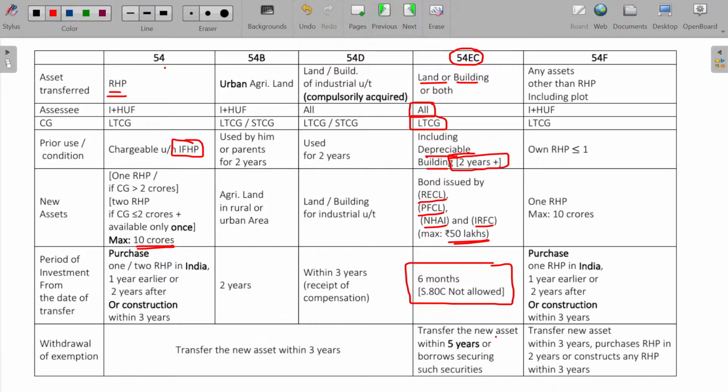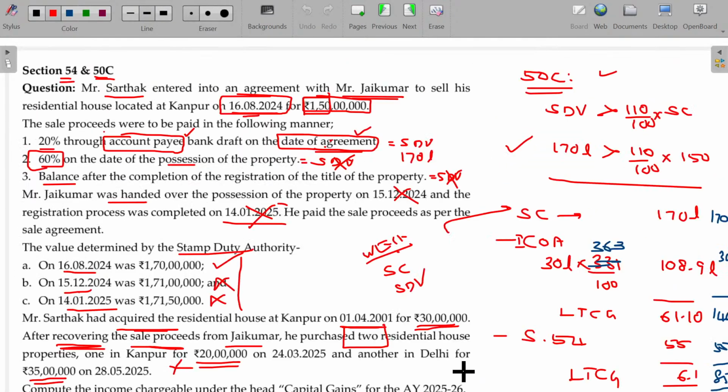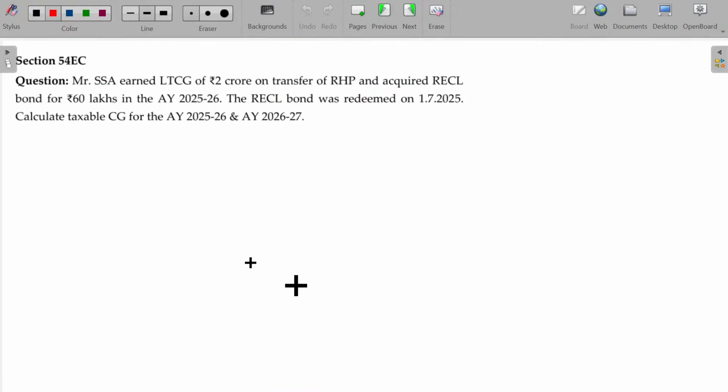Transferring the new asset within 5 years also disqualifies. Borrowing, keeping this asset as security, will also be disqualified. Let's see the illustration for 54 EC. Mr. SSA earned a long-term capital gain of 2 crores, transfers a residential house property and acquired RECL bond. Okay, it may be a residential house property or any bond. Okay, any house property.